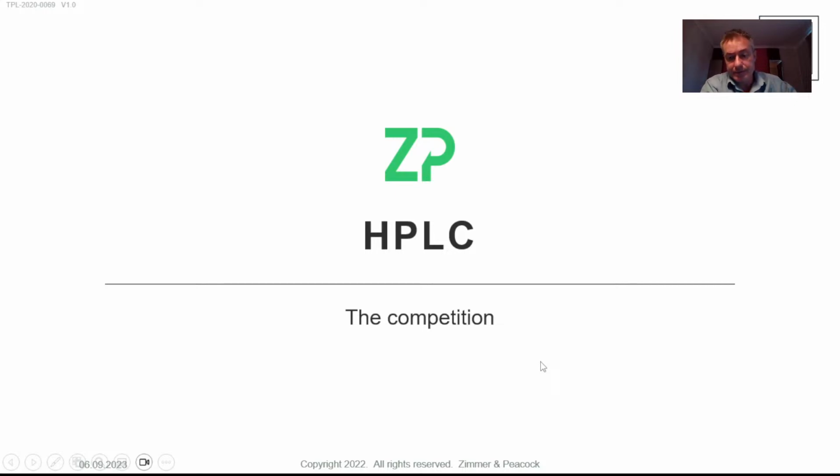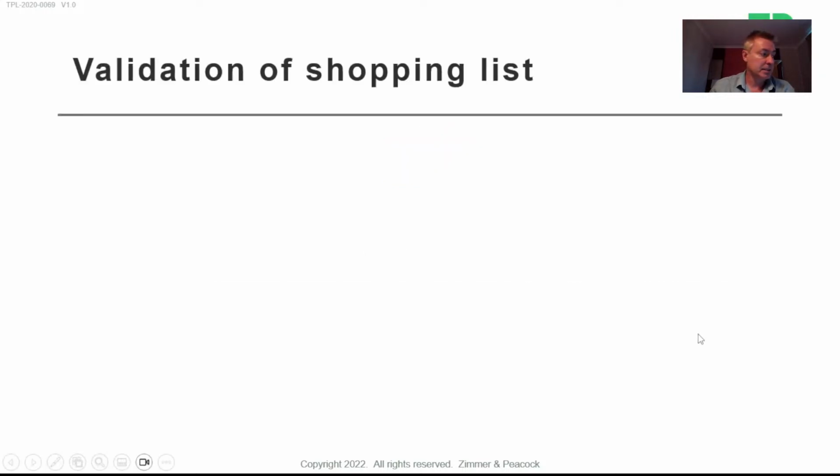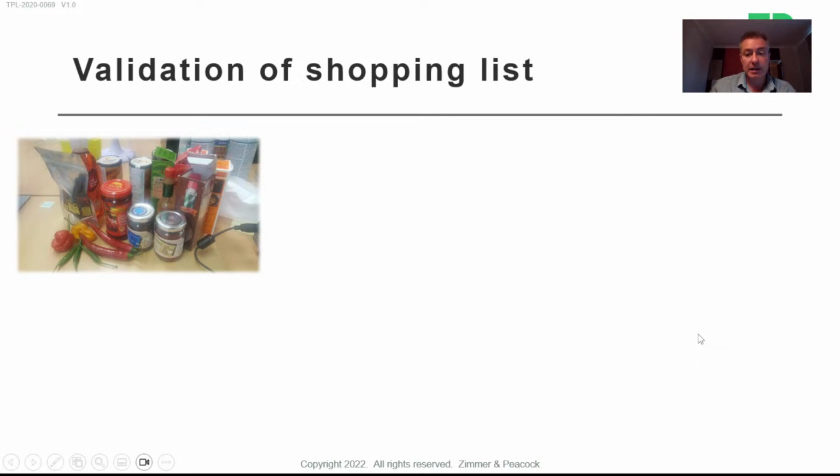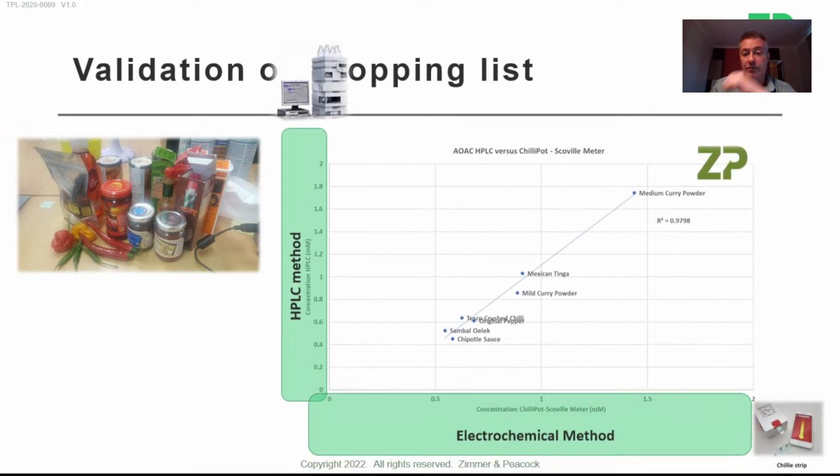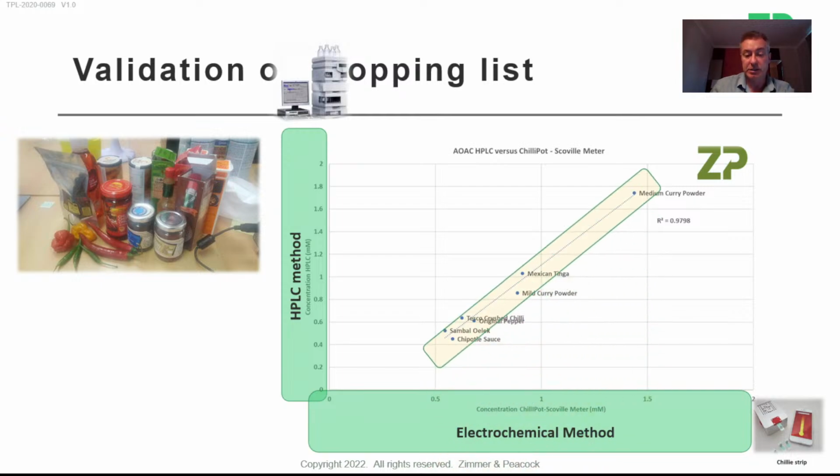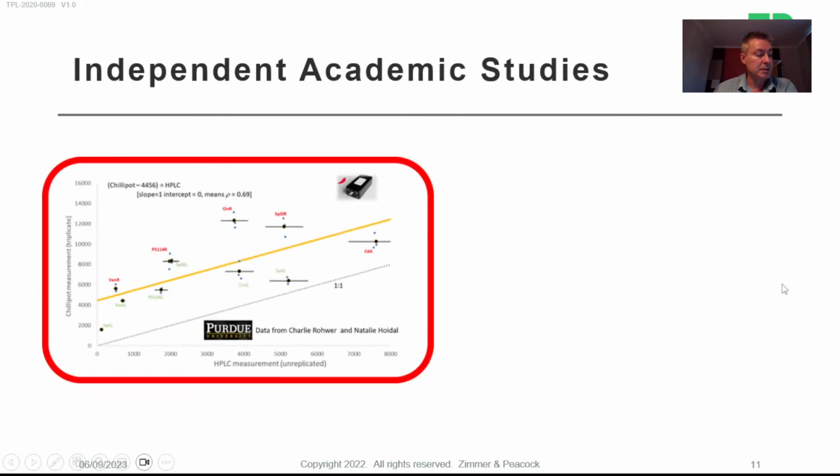The method that everyone compares against or is used to is HPLC. They're not first-hand used to it, because HPLC is often done in an analytical lab or by a third-party analytical facility. At ZP we do own an HPLC, and we have done our own validation against HPLC to make sure that what the HPLC methods give us in terms of concentrations of capsaicin is also what we get from the ZP instrument.